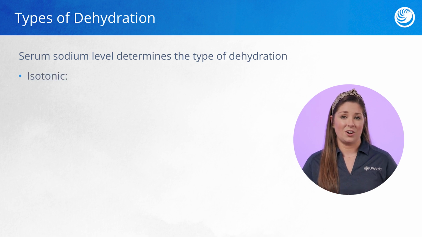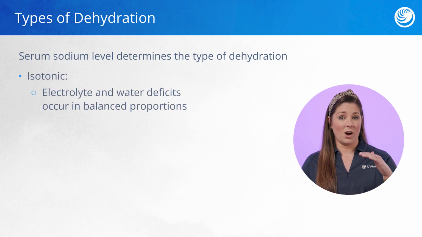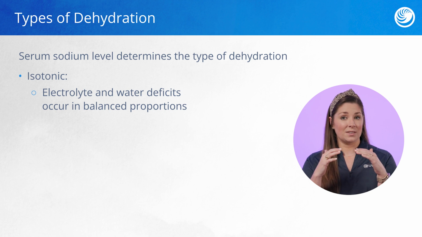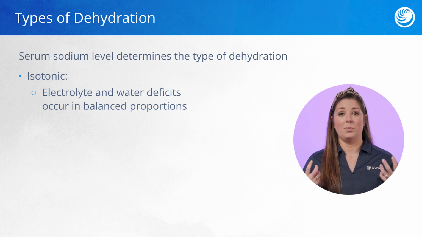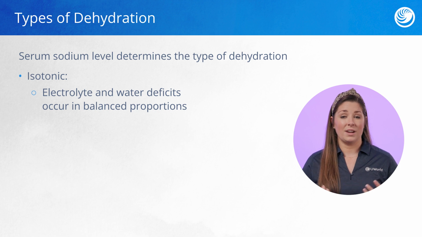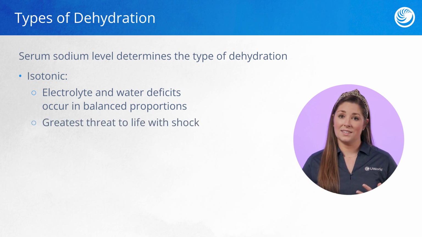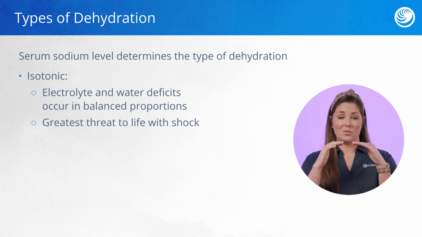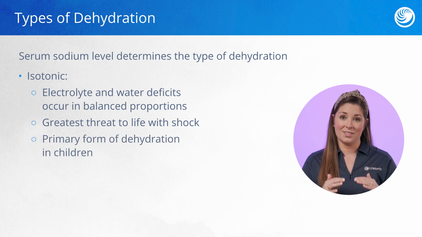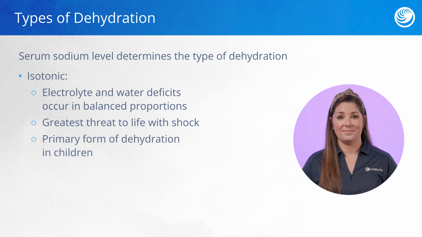Isotonic dehydration occurs when we're losing an equal amount of water and electrolytes, such as sodium. So when we have both being lost at the same level and same proportion, this can be a great risk for dehydration that can lead to severe shock. Typically in dehydration, the body will try to compensate and move water appropriately. But in this case, since we're losing electrolytes and water at the same pace and amount, the body's not able to do that. This is actually the number one type of dehydration that children will experience.